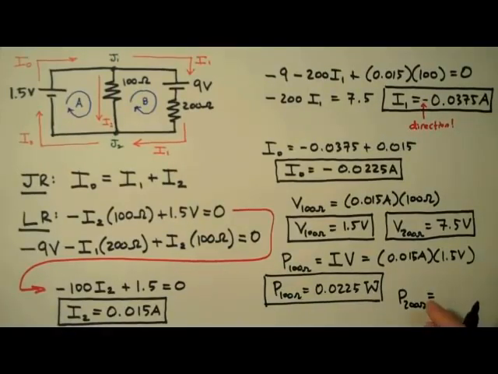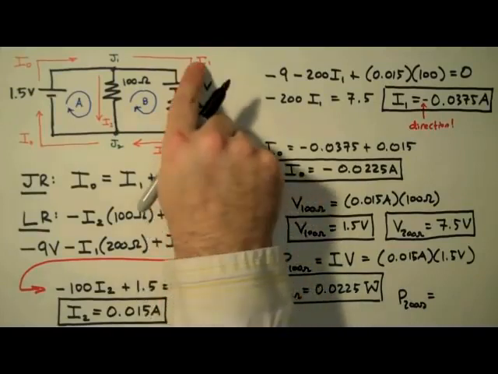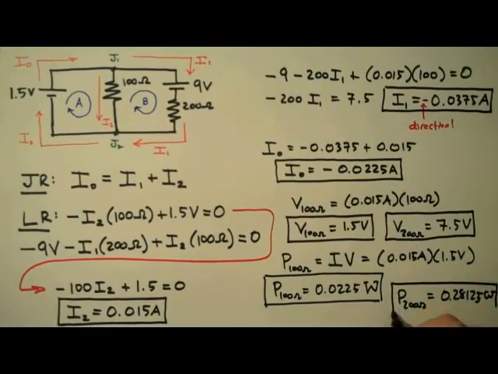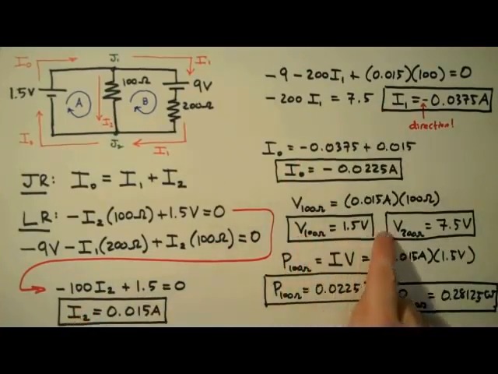And to determine the power dissipated by the 200 ohm resistor, we're just going to multiply the current times its resistance value, which yields 281.25 milliwatts. And I'll box this up. And we're done. So there you have it. The current through, the voltage across, and the power dissipated by resistors using Kirchhoff's rules.